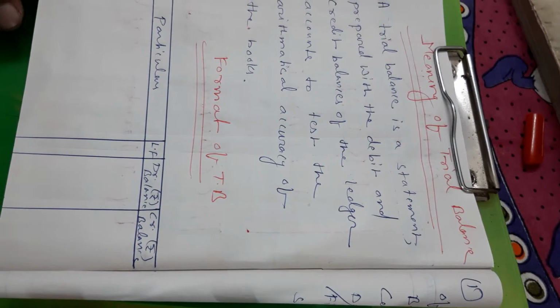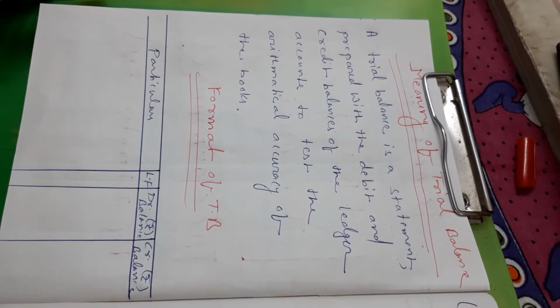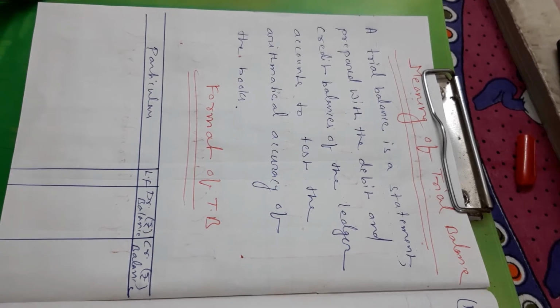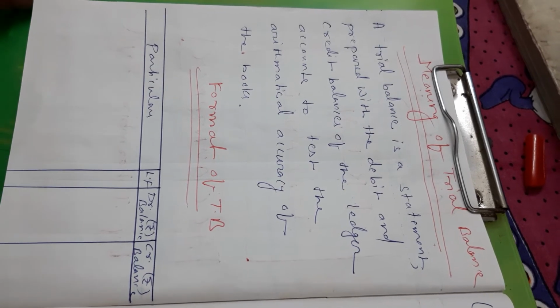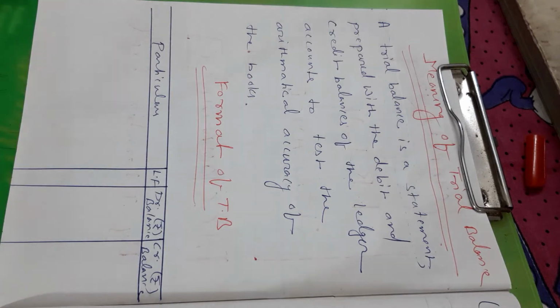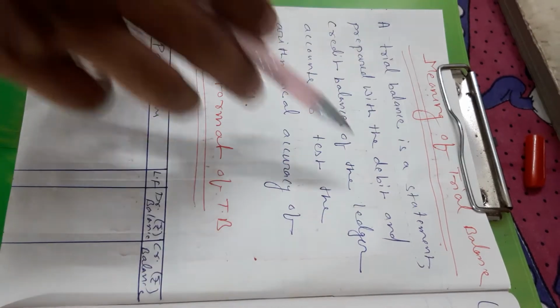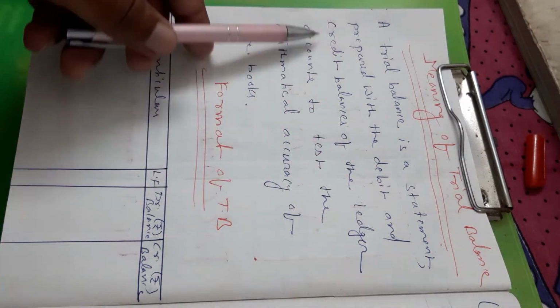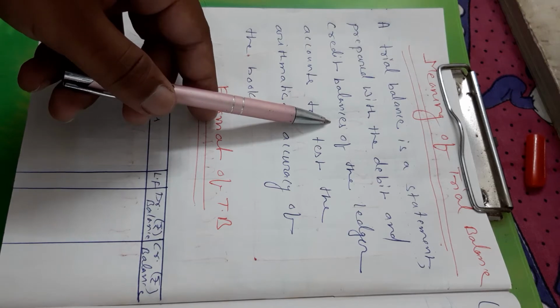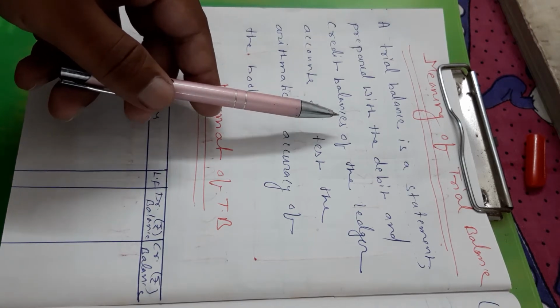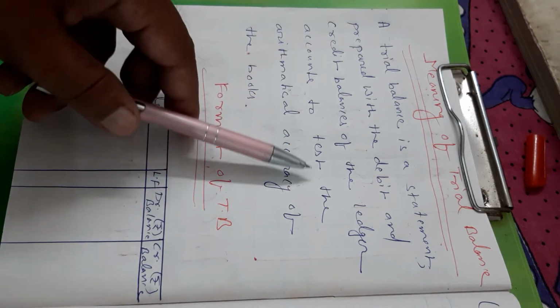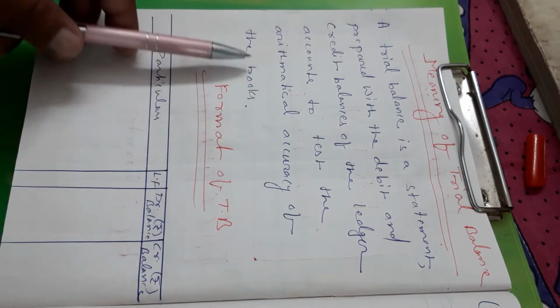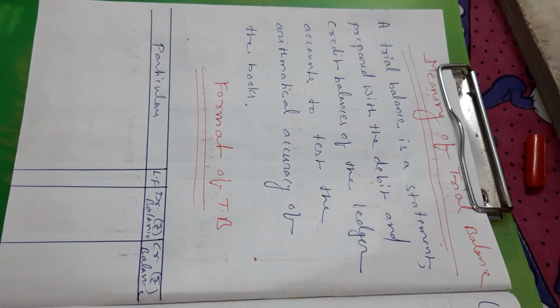Please take the screenshot of this definition and write it in your notebook. A trial balance is a statement prepared with the debit and credit balance of the ledger accounts to test the arithmetical accuracy of the books. Why debit and credit? To test the arithmetical accuracy of the book. That's why there is a debit balance and credit balance.